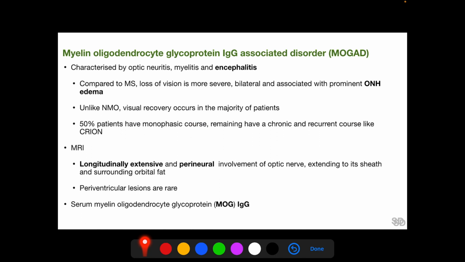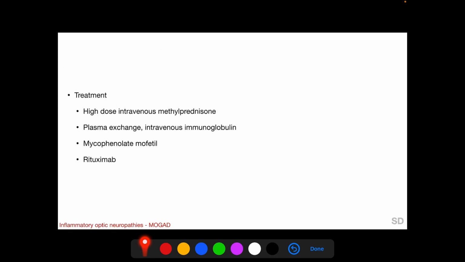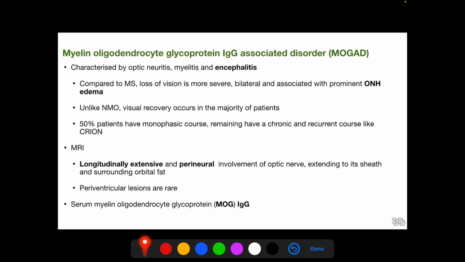Here also we find longitudinally extensive involvement as well as perineural involvement of the optic nerve, and this perineural involvement extends to the optic nerve sheath and surrounding orbital fat. This is also an important feature of MOGAD. Periventricular lesions are however rare, and in the serum we find IgG to myelin oligodendrocyte glycoprotein. Treatment includes high-dose intravenous methylprednisolone, plasma exchange and intravenous immunoglobulin, mycophenolate mofetil and rituximab.